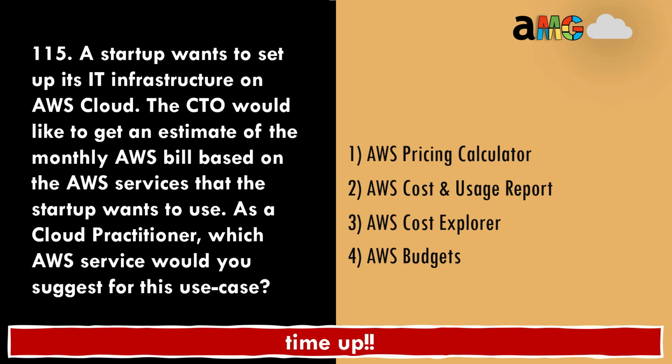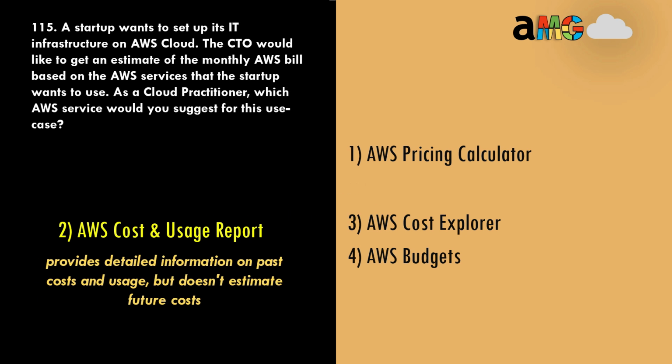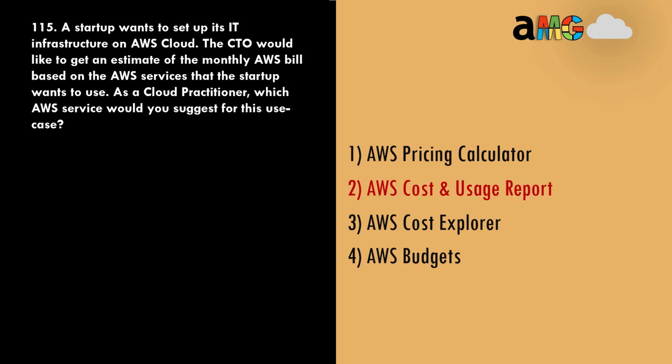Time up. Now let us analyze the answers. Option 2, AWS Cost and Usage Report, provides detailed information on past costs and usage but doesn't estimate future costs. Okay, so this is your wrong answer.